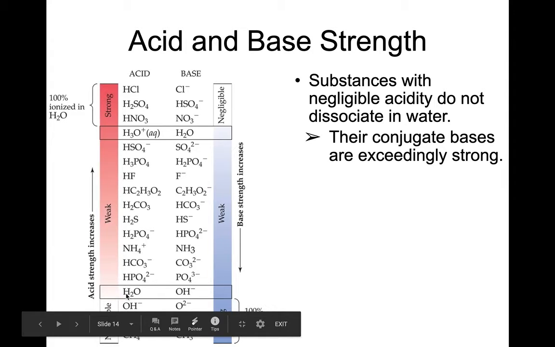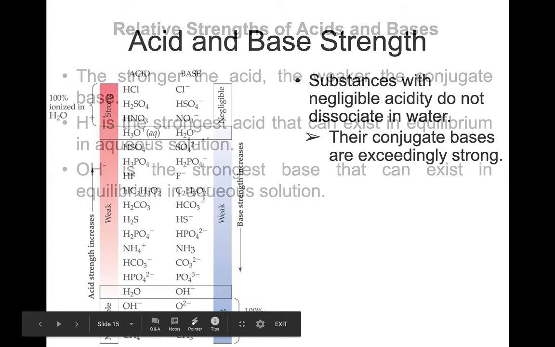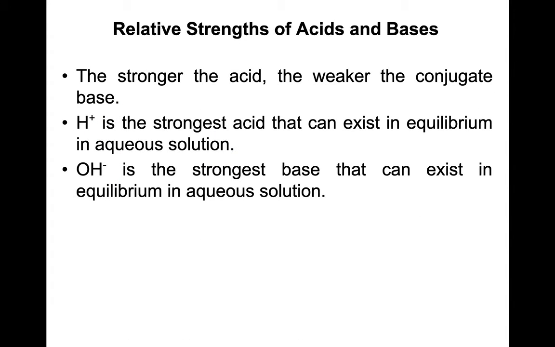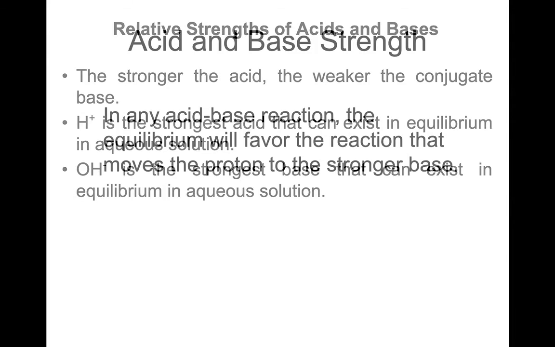Water, for example, has almost no acidity. It's very low on this scale, but its conjugate base is the hydroxide ion. It's what our first definition of a base was based off of. It's a very strong base. So in general, the stronger the acid is, the weaker its conjugate base. The hydrogen ion is the strongest acid that can exist in equilibrium in an aqueous solution. Meanwhile, the hydroxide ion is the strongest base that can exist in an aqueous solution.